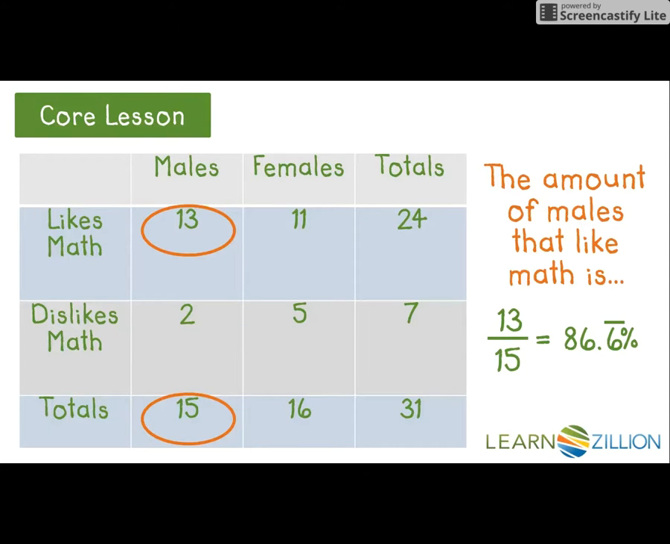If we know the condition of being male, it leads us to understand that 13 out of 15 males like math. This is a conditional probability, meaning that it is conditional on knowing part of the data, in this case, males in class. By calculating the conditional probabilities, you could determine which gender likes math more.